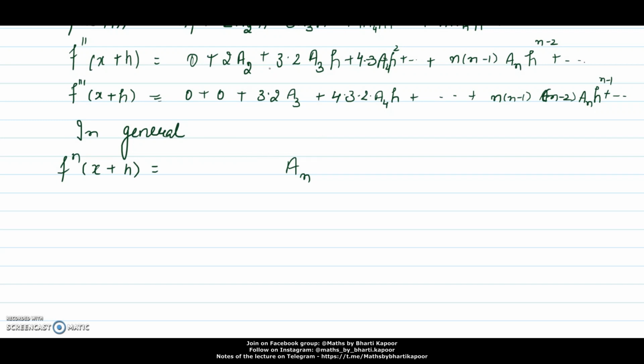But what will be the coefficient? In the second order derivative it was 2. Coefficient of a2 was 2. In the third order derivative the coefficient of a3 was 3 into 2, that is actually 3 factorial. So in the nth order derivative it will be n, n minus 1, n minus 2 up to 2, and the next terms will be terms in ascending powers of h.